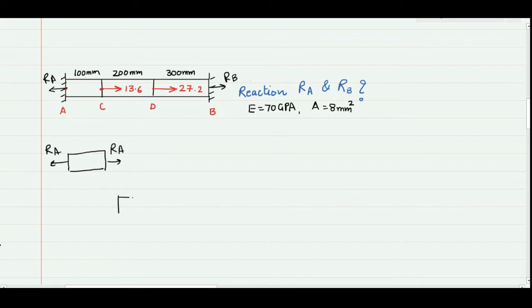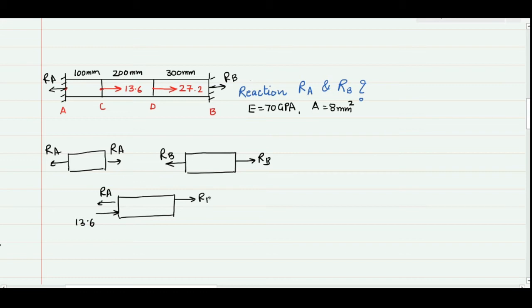For the second body, this equal and opposite RA will act here. In addition to this RA, I have to add the 13.6 Newton force. So this 13.6 will come here. On the other side, I can start from the third member, so the problem will become easier. Here also I can make that this will be RB. So equal and opposite RB will act here. This will again be here. So this is RB, and in addition to this RB, there will be this 27.2 Newton force.